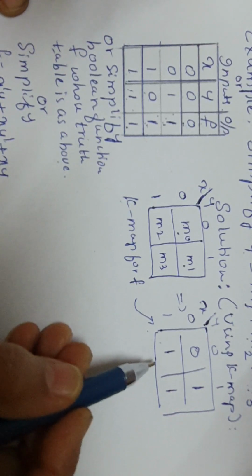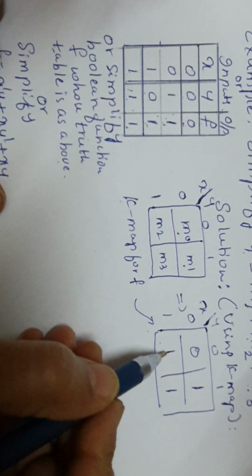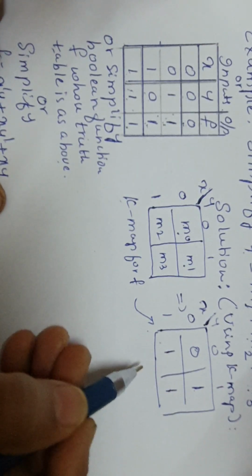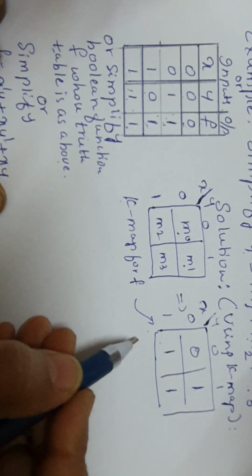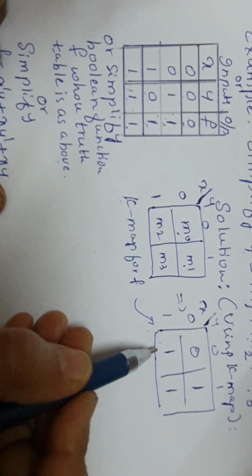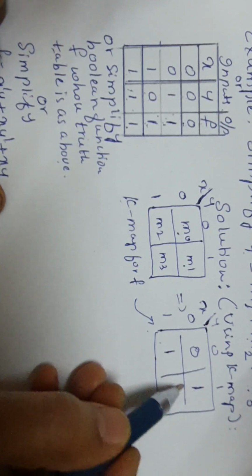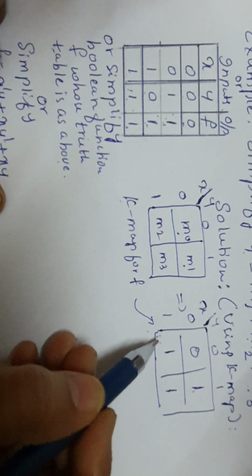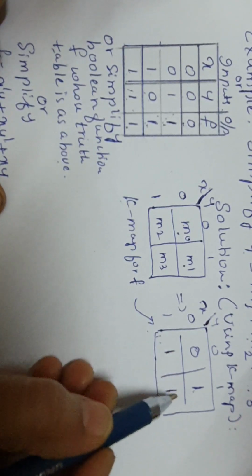Next, we'll have to group ones, right? Here 1, 2, 3 ones are there. We must take as many groups as are required to cover all ones. And whatever group we draw here should be of rectangle or square size. It cannot be diagonal like this. This and this we cannot group like this because the shape of the group will be diagonal. We can group these two.